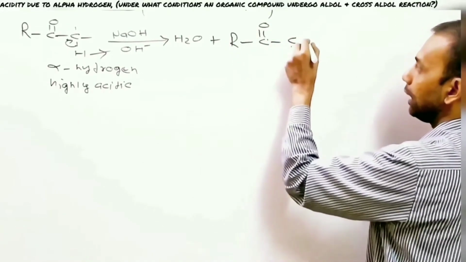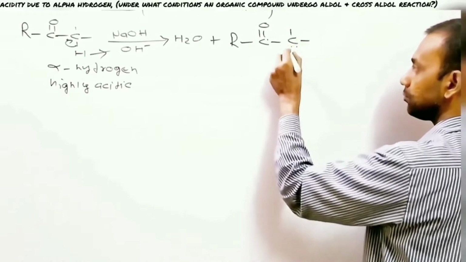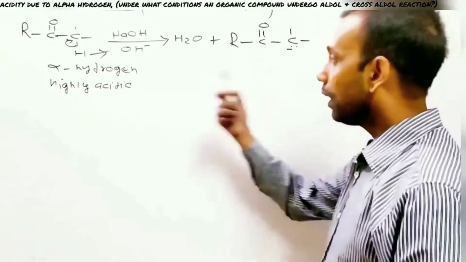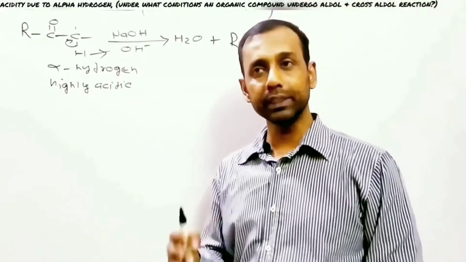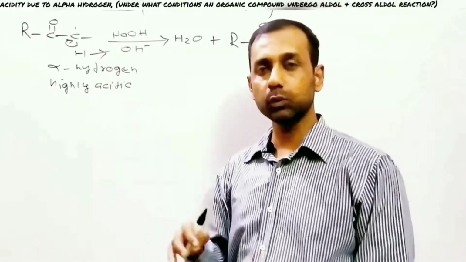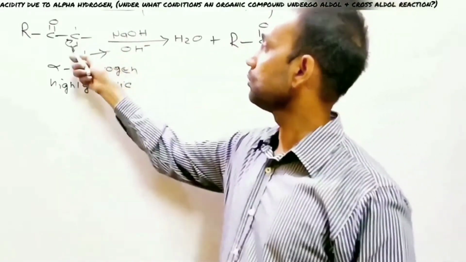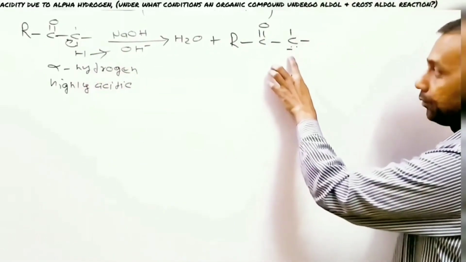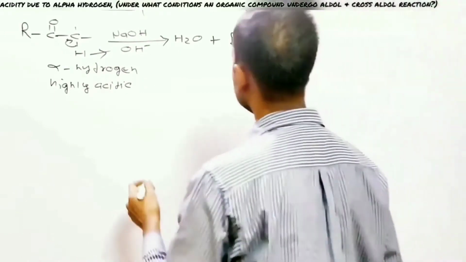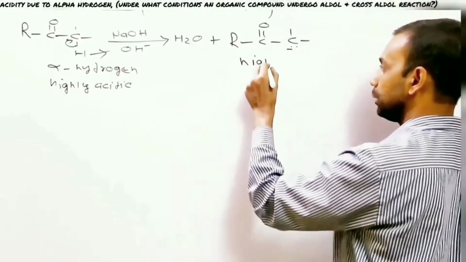So the products you have are water and another species, which has a lone pair and a negative charge apart from other bonds. What that means is that when an alpha hydrogen comes in contact with a basic substance like OH, the hydrogen shifts towards the basic part of the attacking reagent and converts into water, while this one forms a carbanion. This is highly stable.